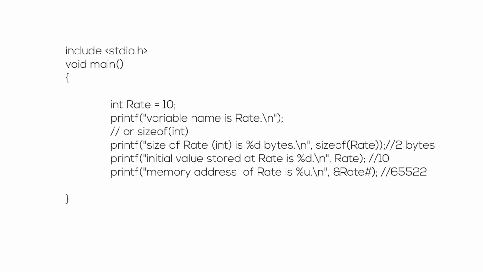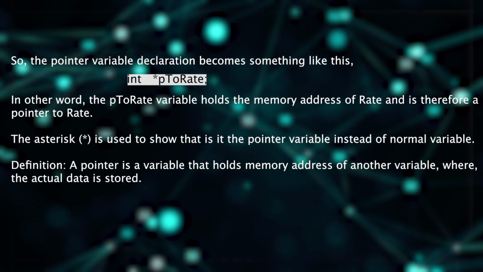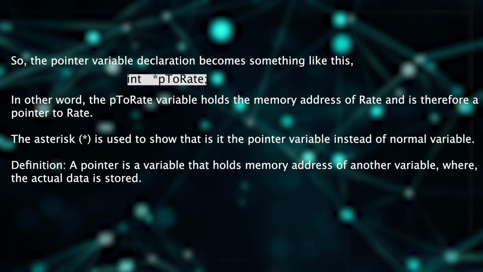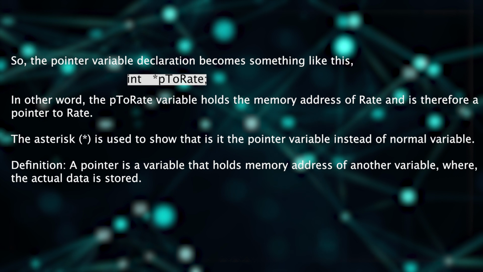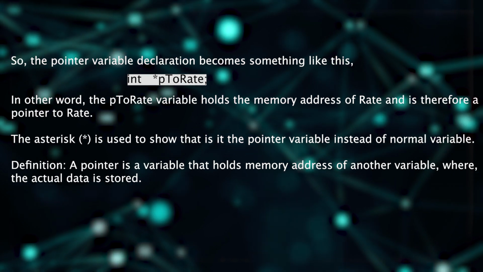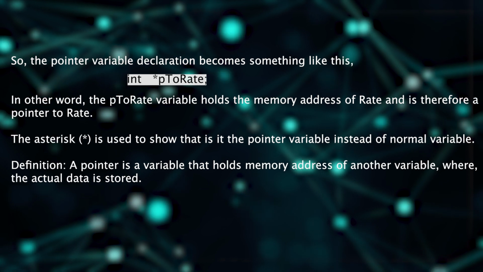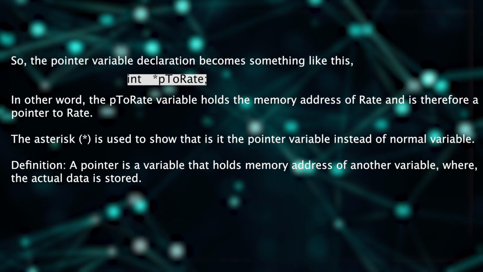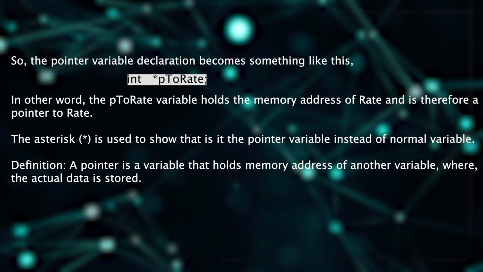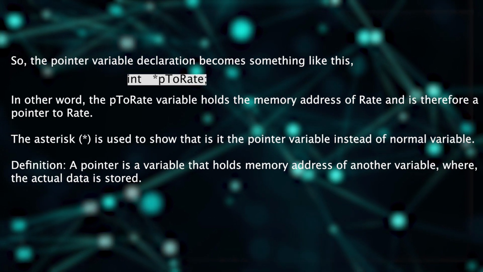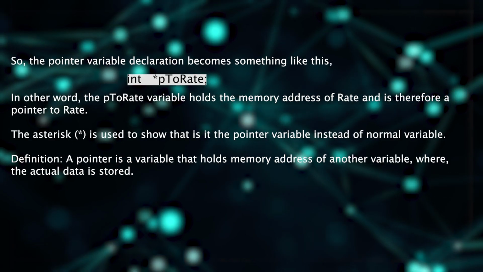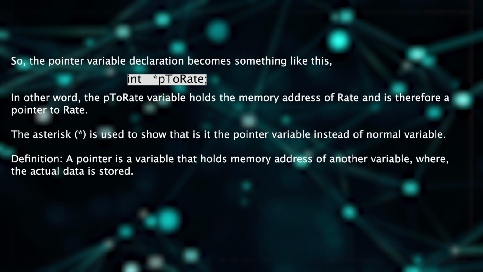So the pointer variable declaration becomes something like this: int *p_rate. Here we have used the variable p_rate with the asterisk sign to make it a pointer. In other words, the p_rate variable holds the memory address of rate and is therefore a pointer to rate. The asterisk sign is used to show that it is a pointer variable instead of a normal variable. Now we can define a pointer like this: a pointer is a variable that can hold the memory address of another variable where the actual data is stored.